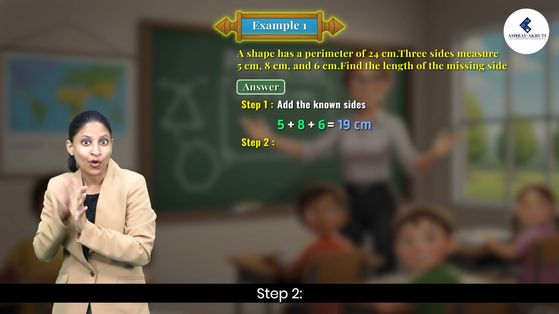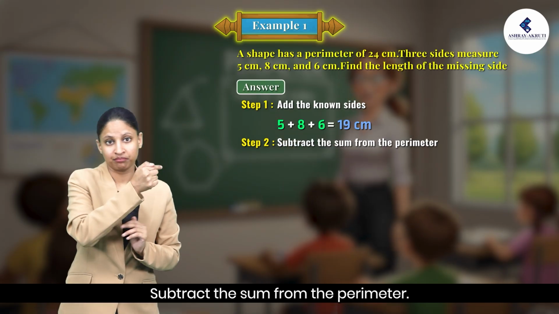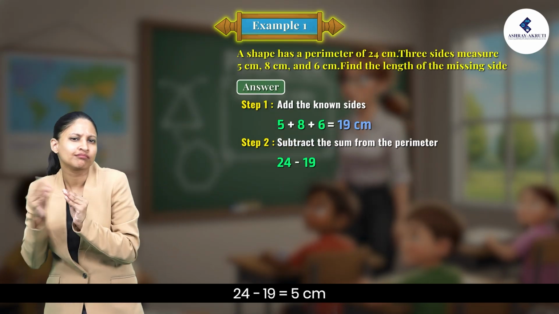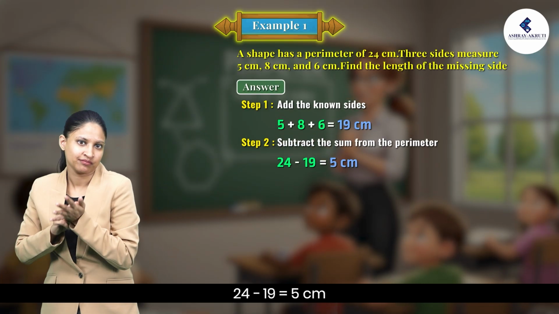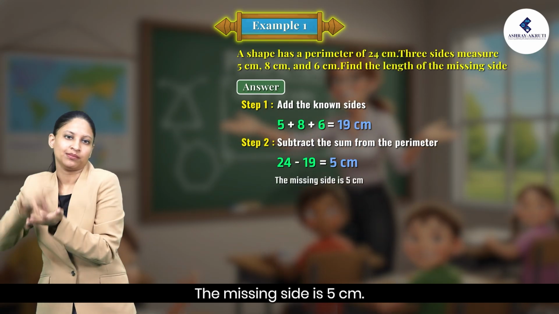Step 2. Subtract the sum from the perimeter. 24 minus 19 is equal to 5 centimeter. The missing side is 5 centimeter.